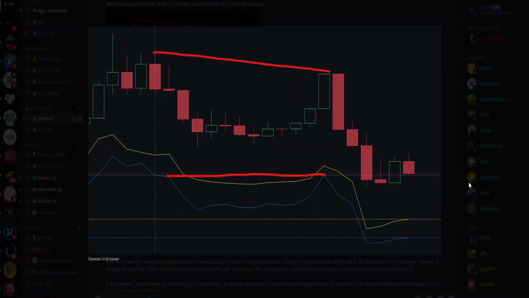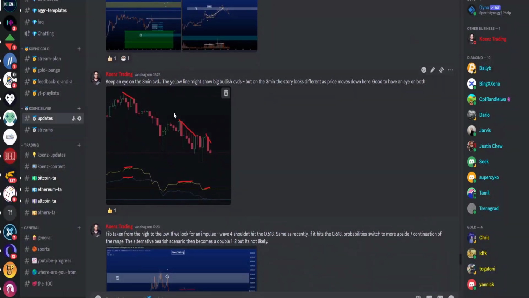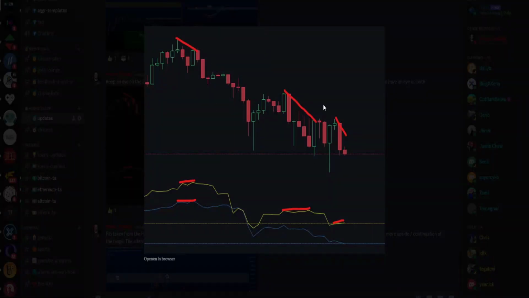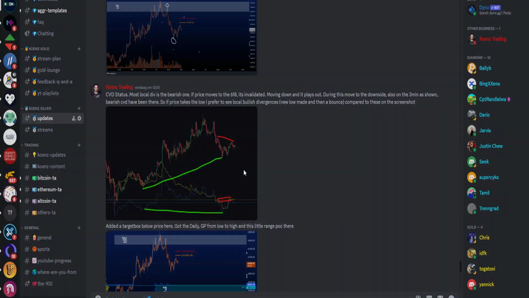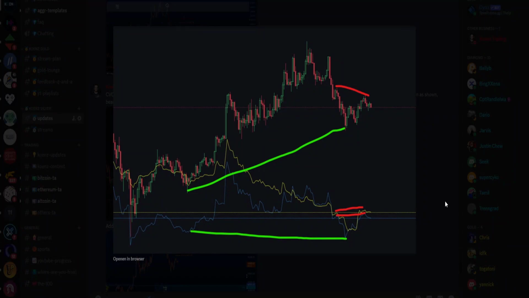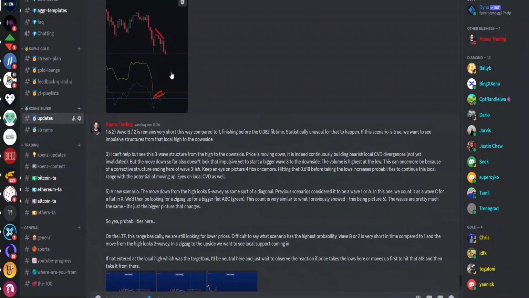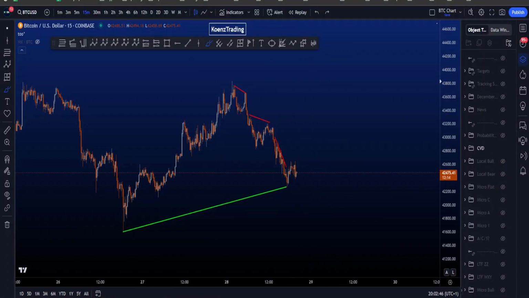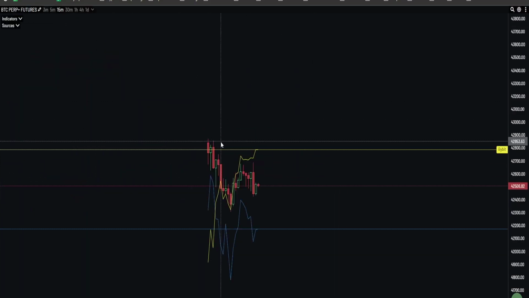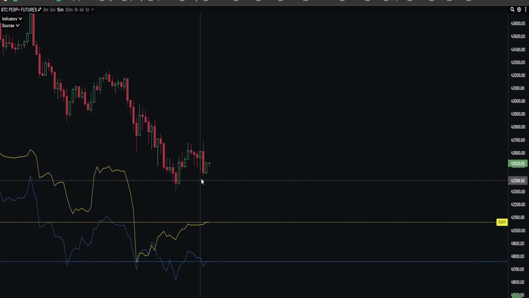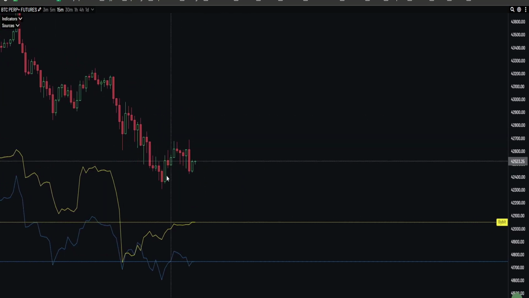Over here we had bearish CVD divergences earlier today, then price moving down on the 3-minute continuously showing bearish CVD divergences, and then again bearish CVD divergences. So as price has been moving to the downside, we constantly see bearish CVD divergences. And if we look at the CVD over here, you can see we still have a lower high on price, but a higher high on the yellow CVD.